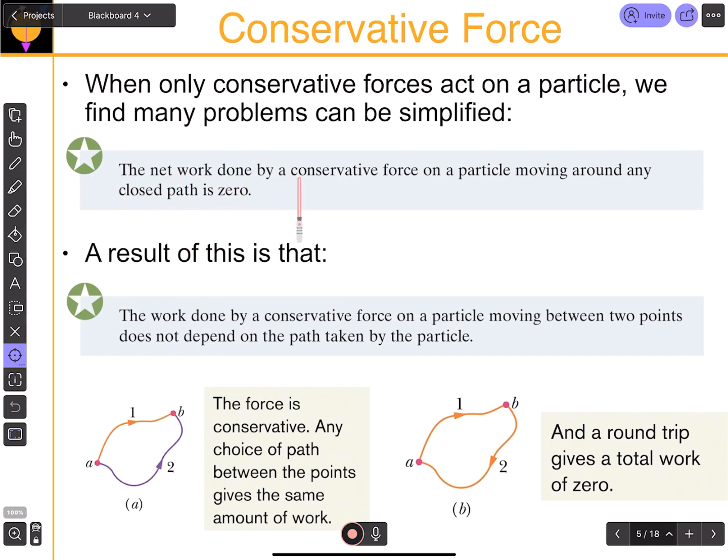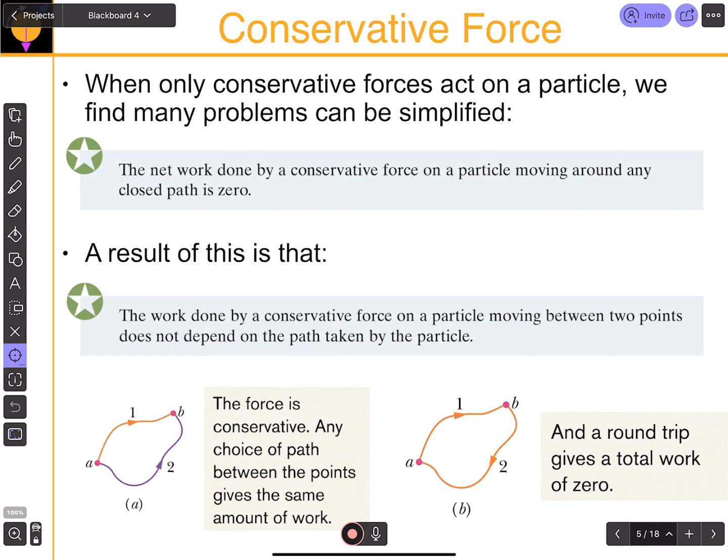The net work done by a conservative force on a particle moving around a closed path is 0. So if I start, let's say, here at A, and I go around a path and I come back to here, the total work done by a conservative force is 0. Another way to think about it is that the work done by a conservative force on a particle moving between 2 points does not depend on the path taken by the particle. So if I start at A here and I travel to B, either via path 1 or via path 2, the amount of work done is the same in either case.